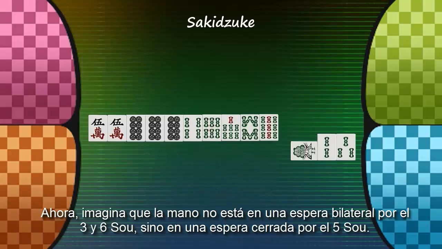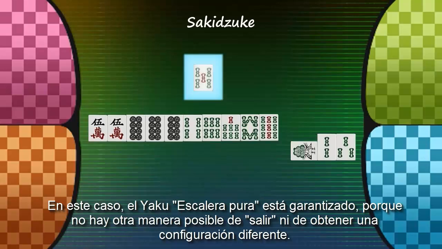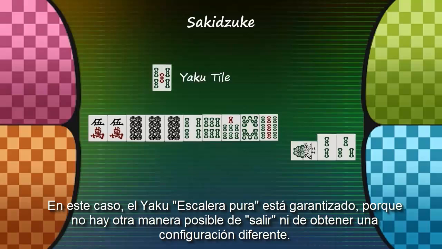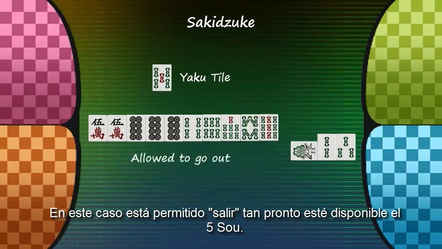Now, suppose the same hand was not in a two-sided wait on the 3-6-sou, but a closed wait on the 5-sou. In this case, the large straight Yaku is guaranteed because there is no other way for the hand to go out, and no possible alternate configuration of the tiles. This hand may now go out as soon as a 5-sou is available.